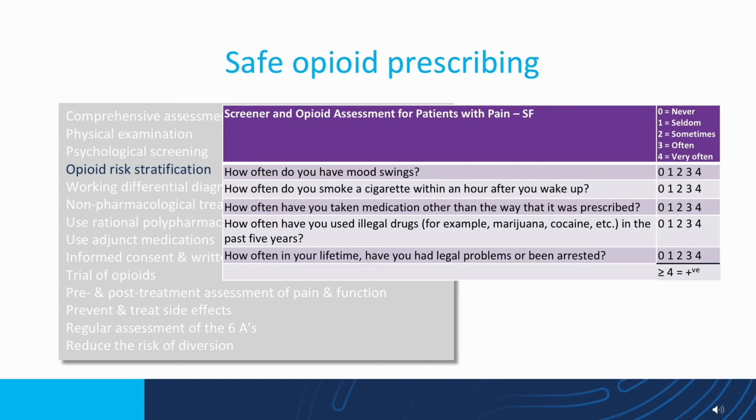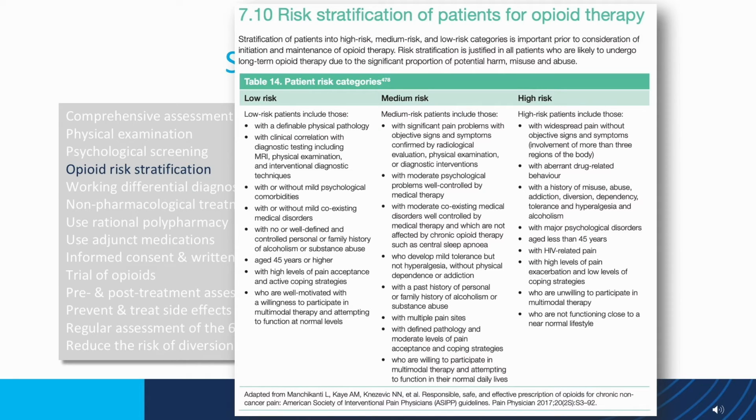And again, pretty straightforward. And if they score above a certain number, I think it might be 4 if I remember correctly, they're at risk. So you've alerted yourself and you may not choose to use opioids. This is from the GP document. Risk stratification, another way of looking at risk stratification.